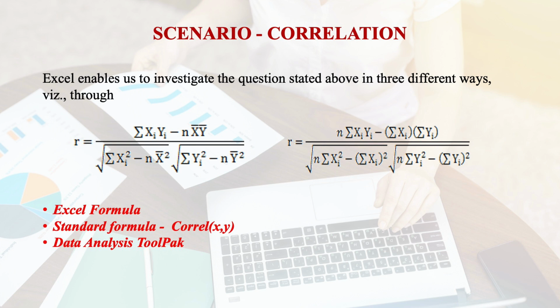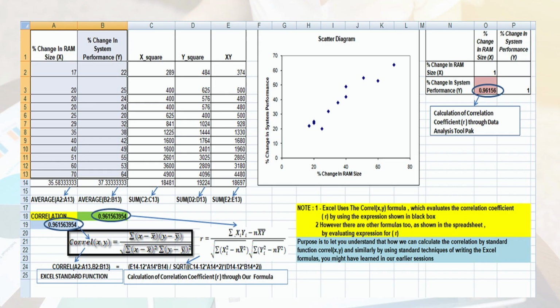Now let's apply this study by using the CORREL function. We can use the formula =CORREL and select the entire X range, that is from A2 to A13, and the entire Y range, that is from B2 to B13, and just press enter. We will find that the return value is the same again, 0.9615, which is the same as we calculated through our formula.